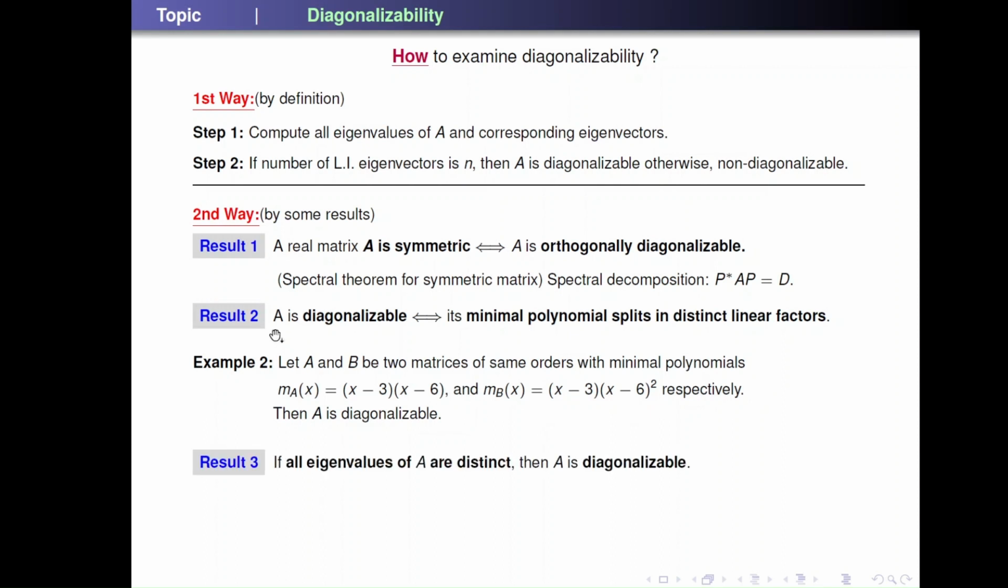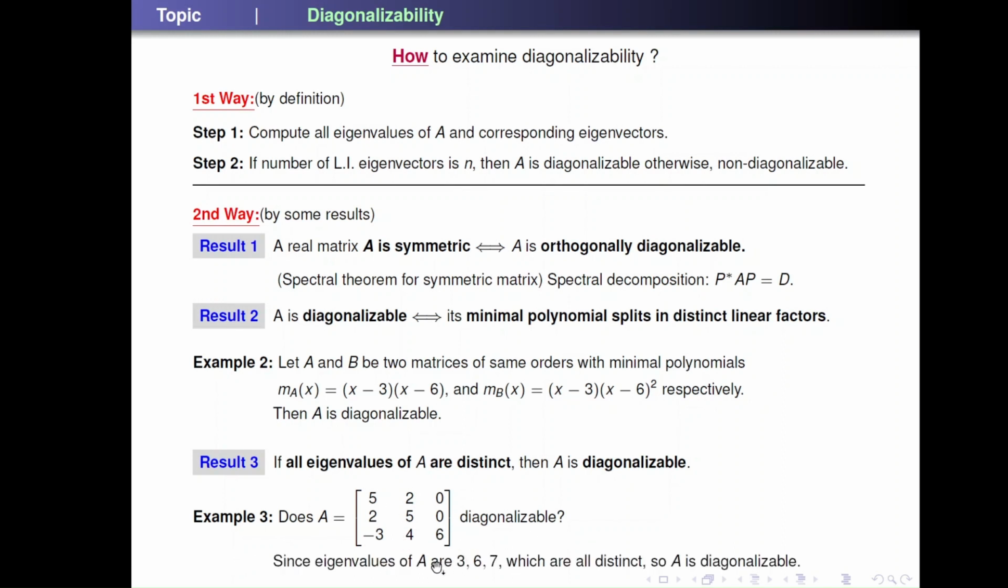Well, coming to the third result. It says that if a matrix A has all distinct eigenvalues, then we can say A is diagonalizable. Suppose we have one example, A is equal to this matrix, and one can ask about its diagonalizability. Then we first find its eigenvalues. As all eigenvalues are distinct, by result 3 we can simply say A is diagonalizable.